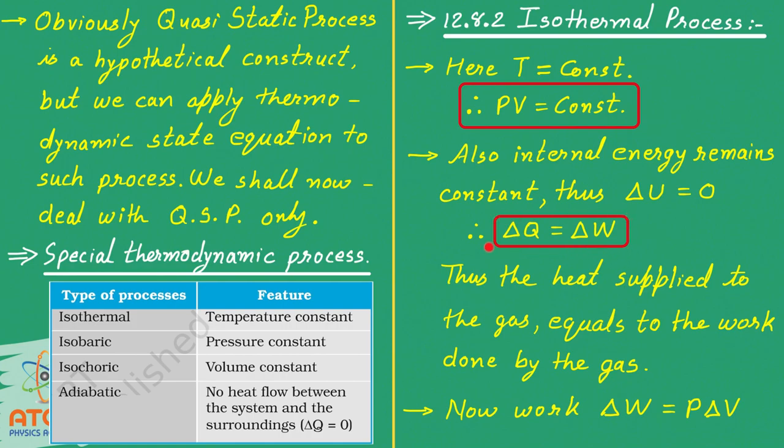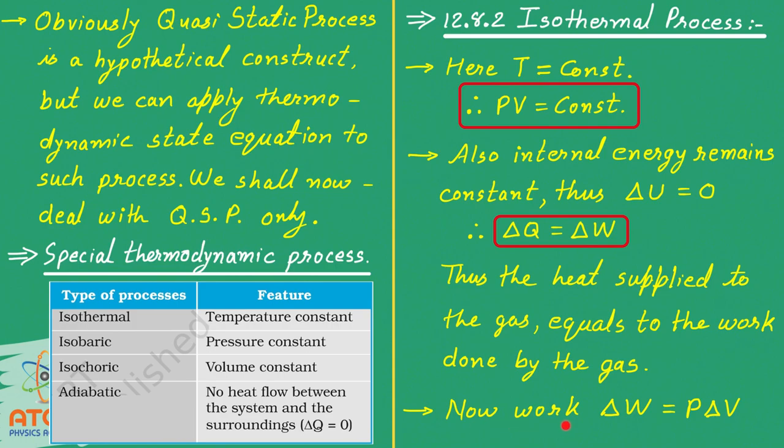Now this means something very important. This means that delta Q, which is the heat supplied to the system, and delta W, here delta W is positive, so it is the work done by the system. So this shows that the heat supplied is equal to the work done by the system. So that is written here. Thus the heat supplied to the gas equals the work done by the gas. Delta Q is equal to delta W, means heat supplied to the gas is equal to the work done by the gas. Mind well, it is by the gas.